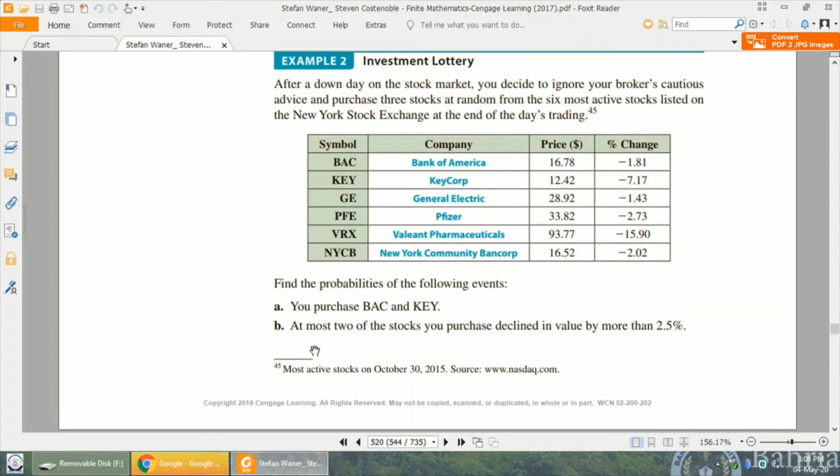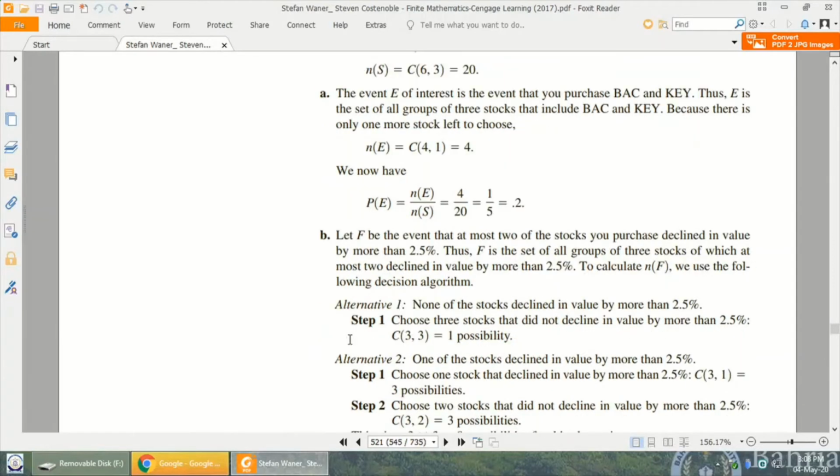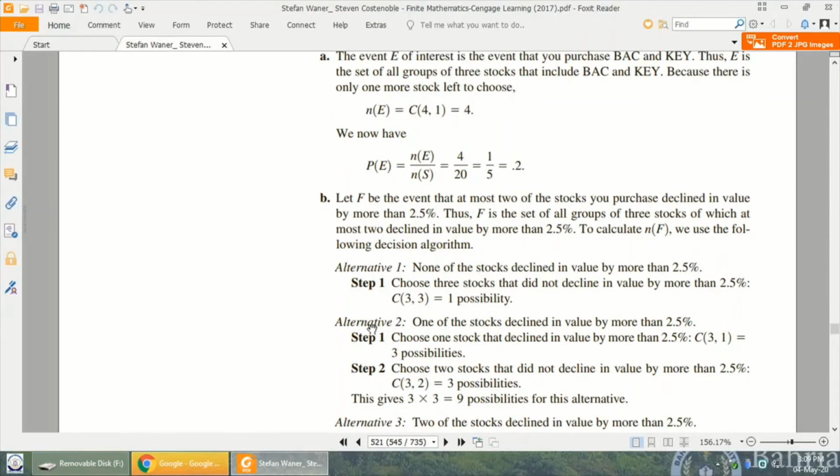So in that case, the first alternative is none of the stocks declined in value, choose 3 stocks. Then this is one possibility. Then alternative 2, you have 1 stock declined, and it would have 2 steps. Why? Because 1 stock declines and the remaining 2 do not decline. So out of 3 stocks, 1 that declines is 3 possibilities, and 2 that did not decline is 3 possibilities, and again you multiply, that would be 9 possibilities for this alternative.